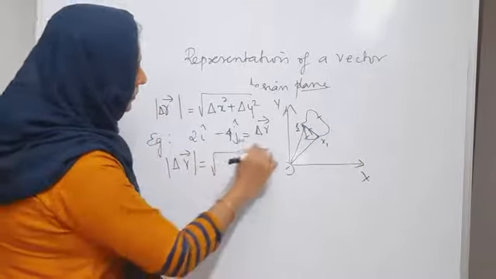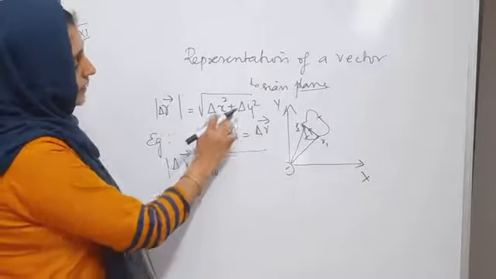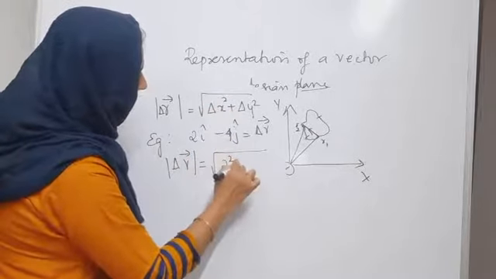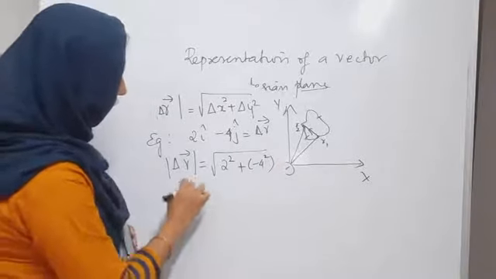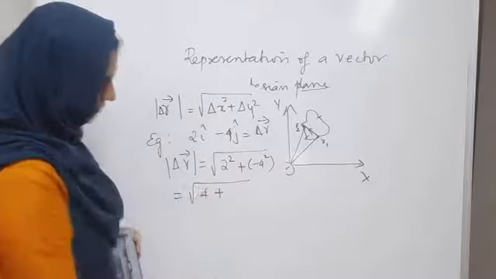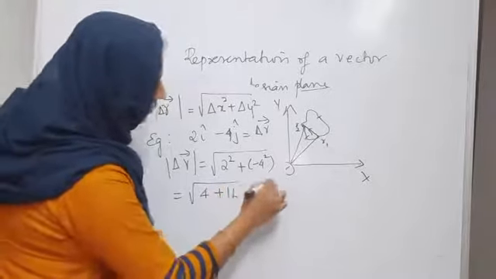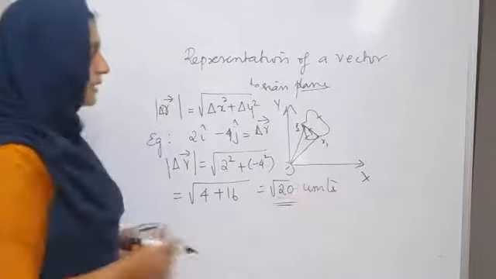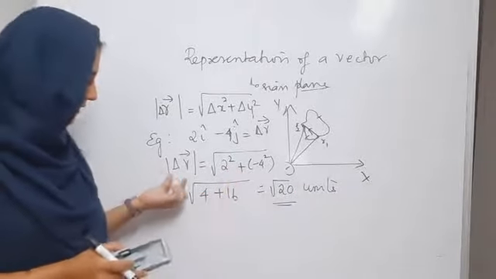This is of the form delta x i cap plus delta y j cap. So it is delta x square, so 2 square, plus minus 4 square. So it will be 4 plus, what is minus 4 square? 16. So it is root of 20. If the units are not specified, you can simply write it as root 20 units. So this is the magnitude of the displacement vector.